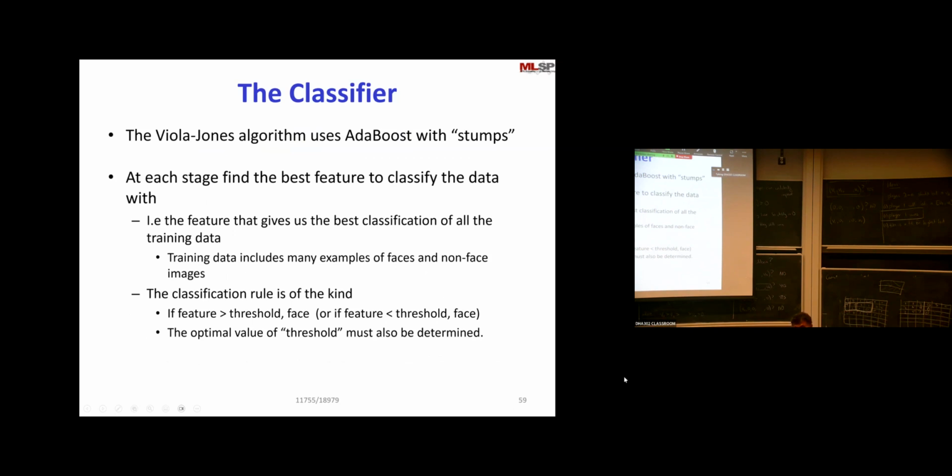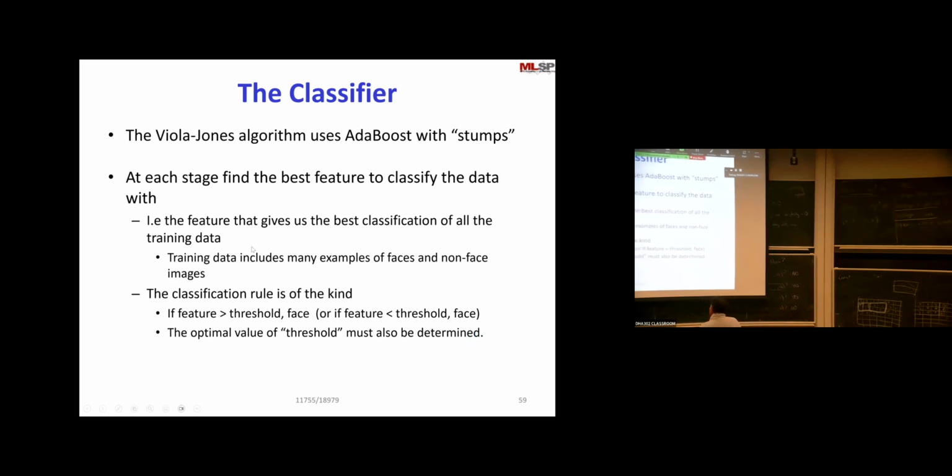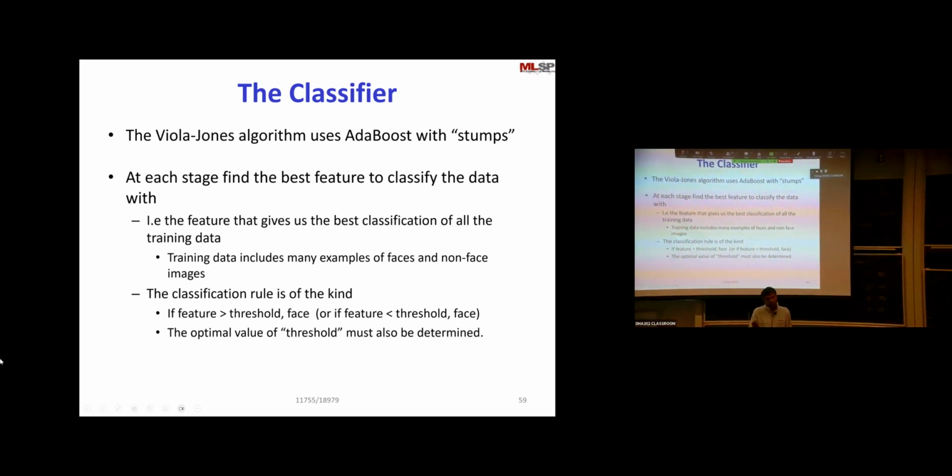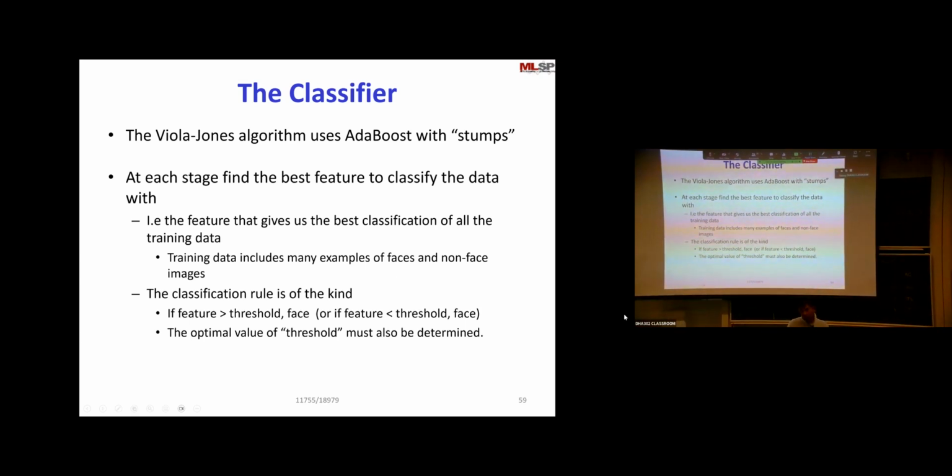And so they're going to use the AdaBoost algorithm with stumps. At each stage, we find the best feature to classify the data. And because the training data includes many examples of both faces and non-faces, we know exactly how to do this. The classification rule is a decision stump rule, which is just looking for a threshold. And the value of the threshold must also be determined. But this we already saw in the last class, no biggie, right?